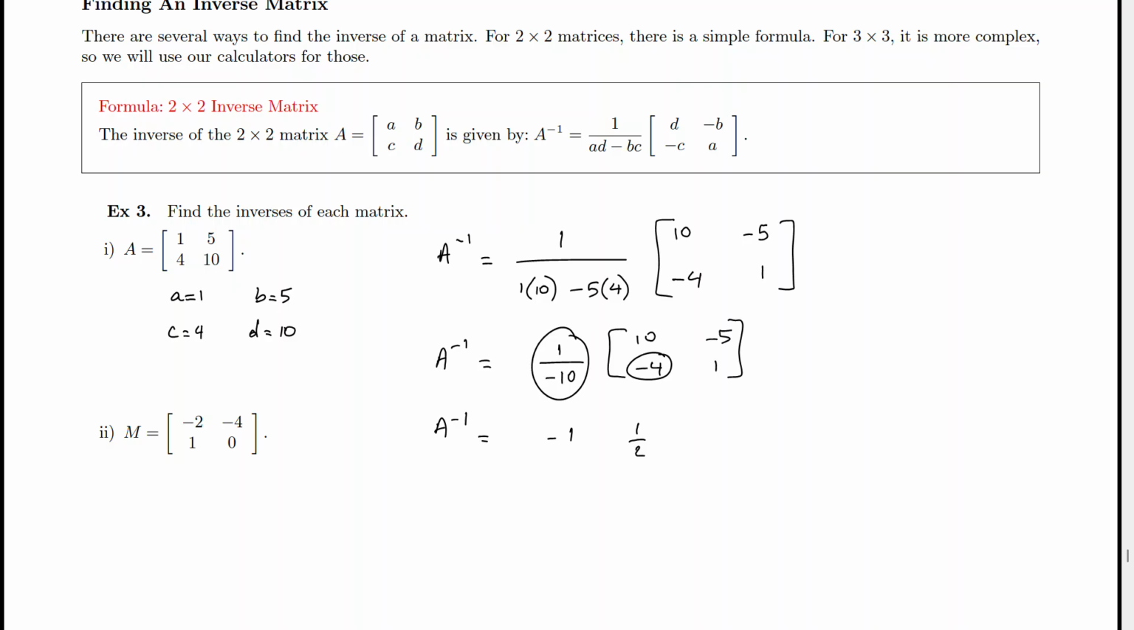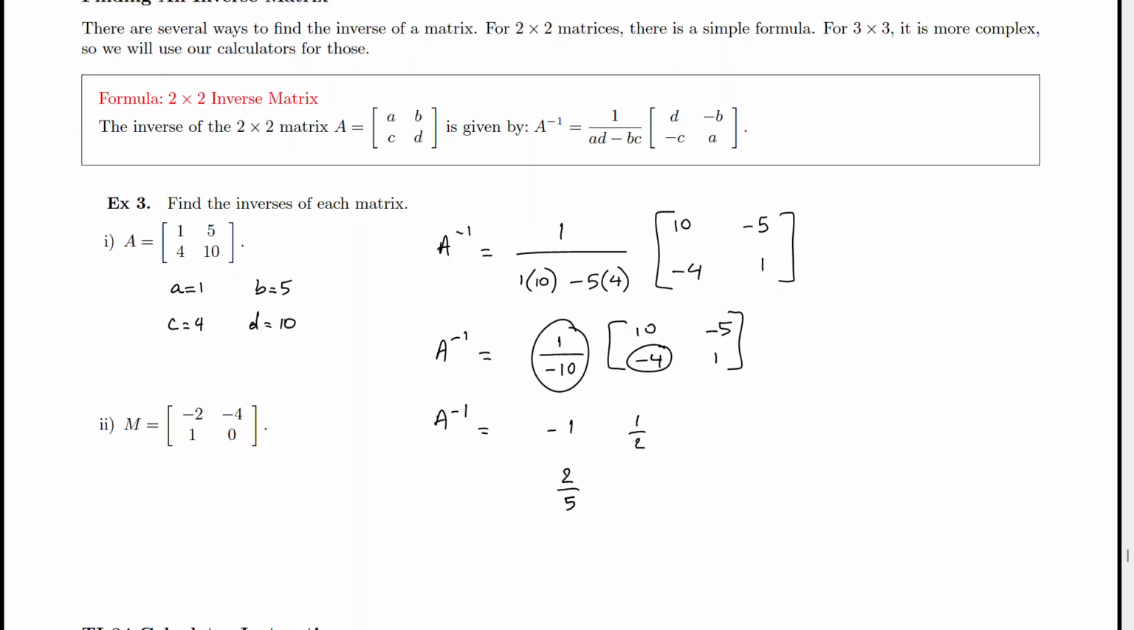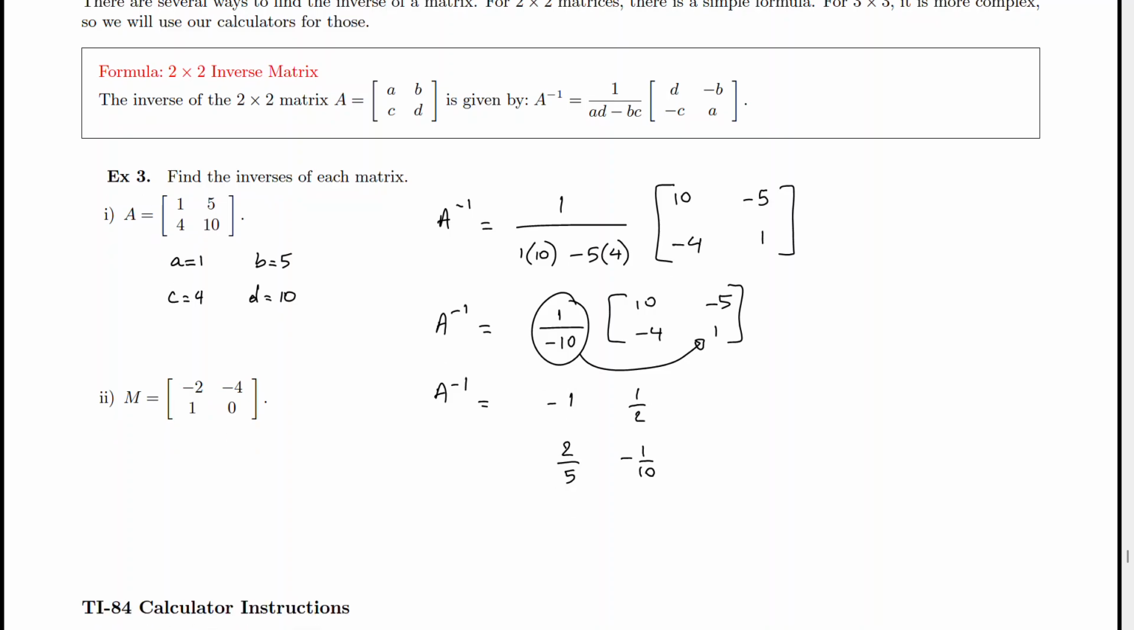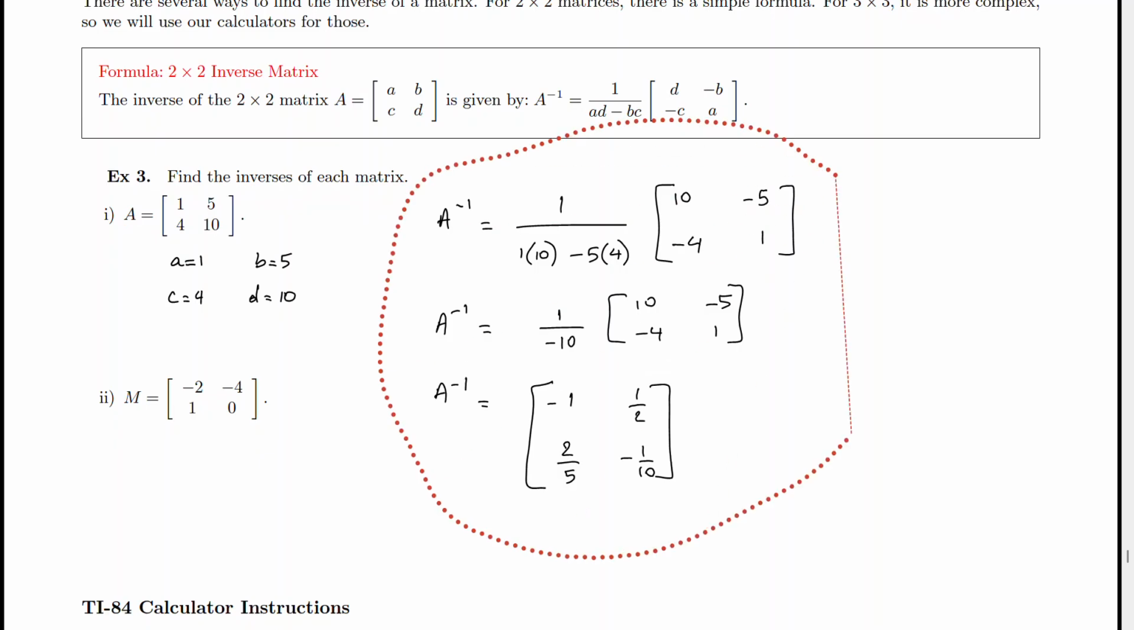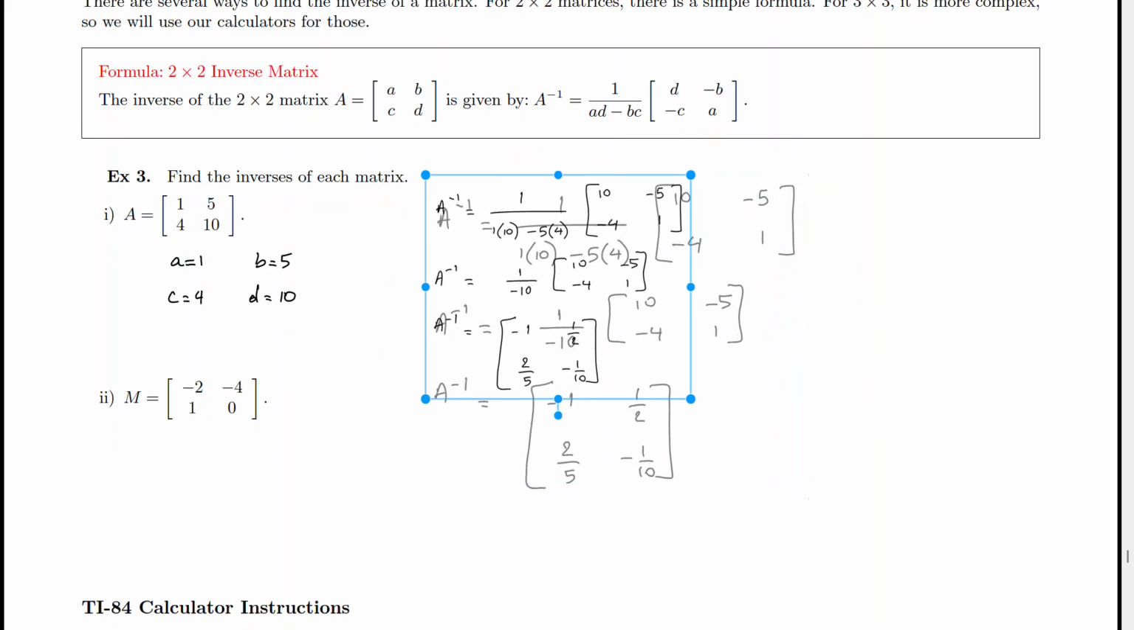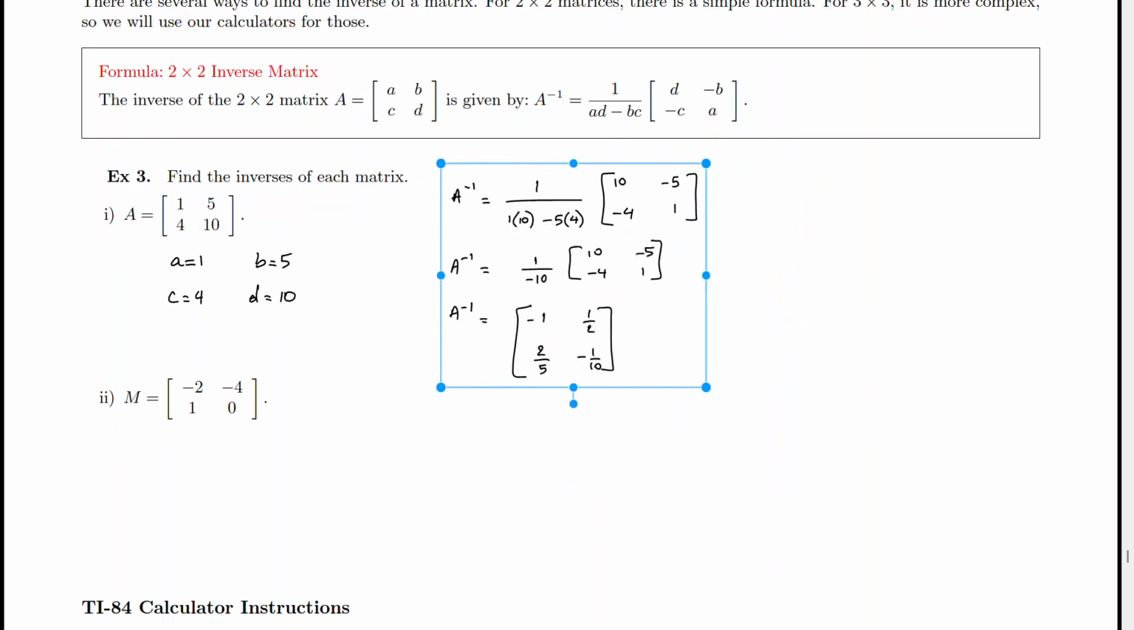The answer is going to be positive 4 over 10. That's the same thing as 2 over 5 when you reduce it. And finally, the negative 1/10 will be multiplied with the 1. That's going to be negative 1/10. So this is the result of the inverse matrix. And so as you can see, doing it by hand is not too difficult, but I want to show you also how to do this with a calculator.